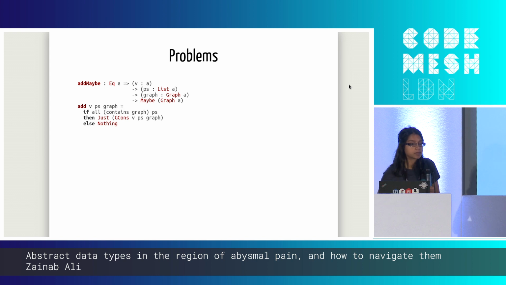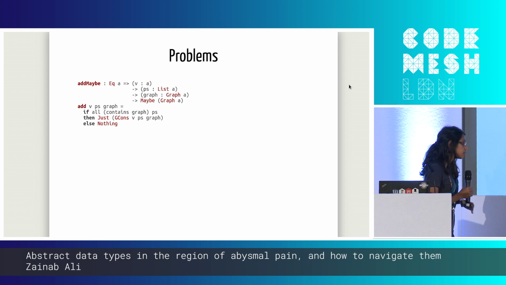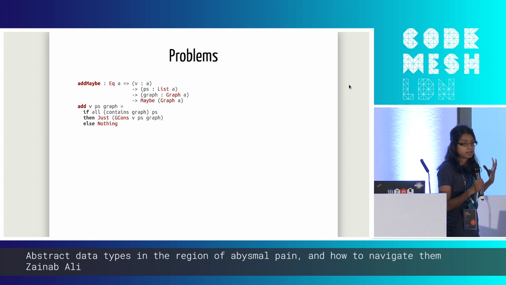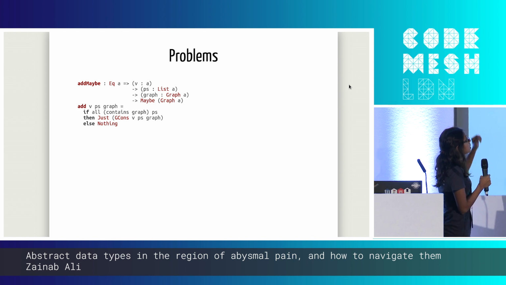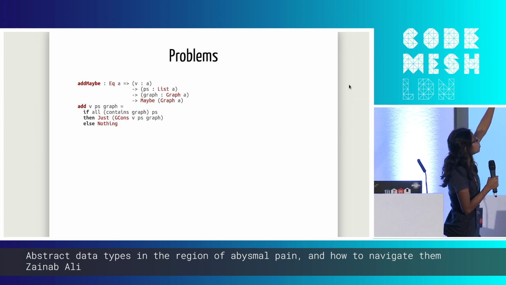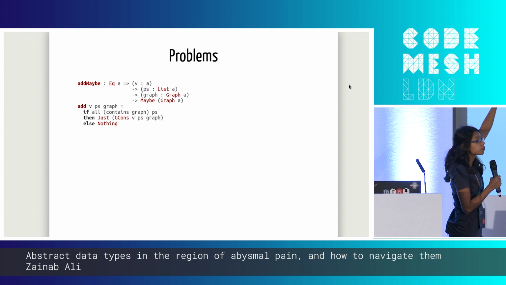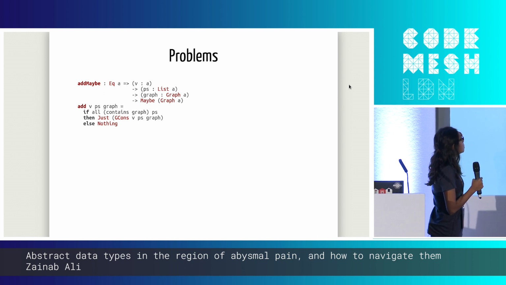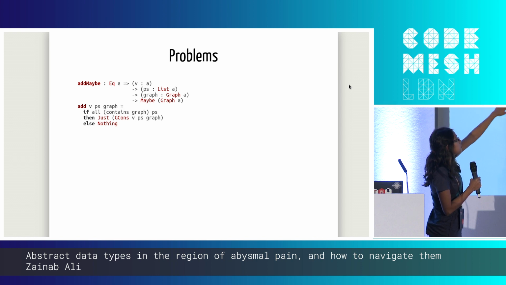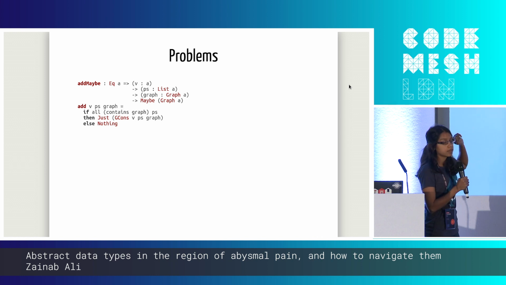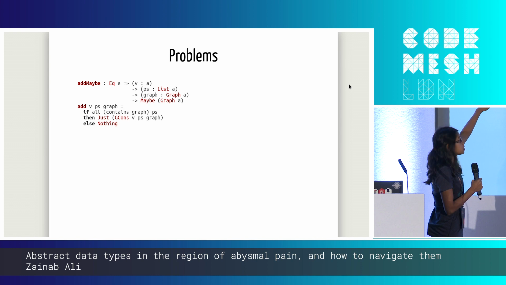The way to solve this problem, in a similar way to solving the other ones, is to add a maybe. When I now add something to the graph, I need to first check if all of the parent elements are present in the graph. So I can only add a vertex to a graph if all of its parents are contained in that graph. Otherwise, I can't, and I need to return nothing.